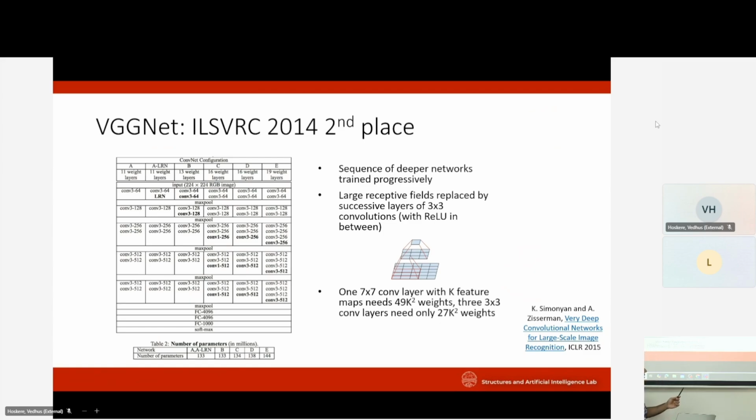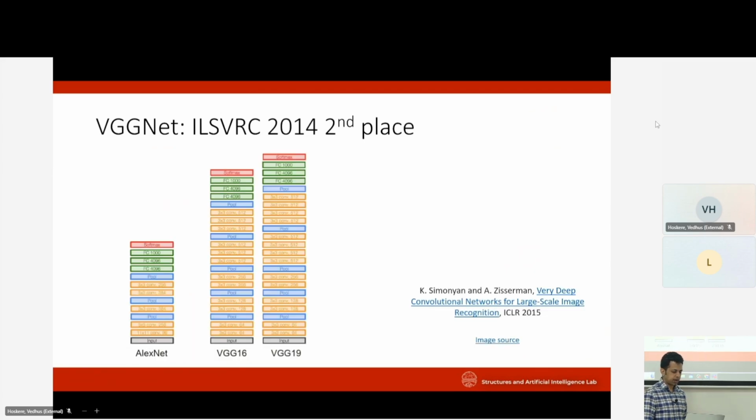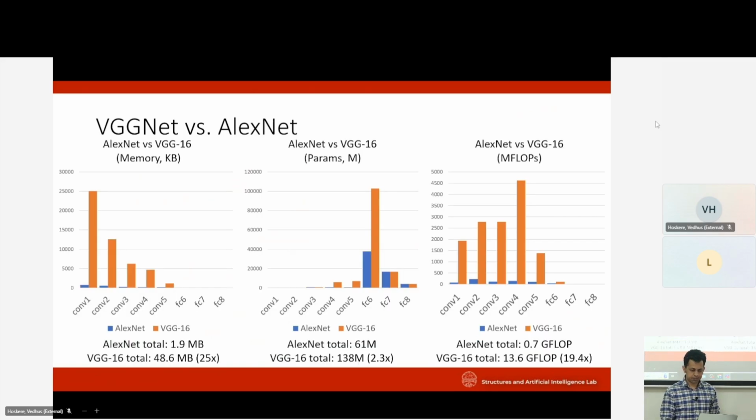The idea is that one 7 by 7 convolution layer with k feature maps needs 49 k squared weights, but three 3 by 3 convolution layers need only 27 k squared weights, right? Because 3 by 3 is 9, and 9 times 3 is 27. And they also experimented with 1 by 1, and they went deeper. You can see AlexNet here, VGG16 has 16 layers, VGG19 has 19 layers. And you can see also a comparison. It's much bigger in terms of the memory during operation, the parameters, and also the compute.